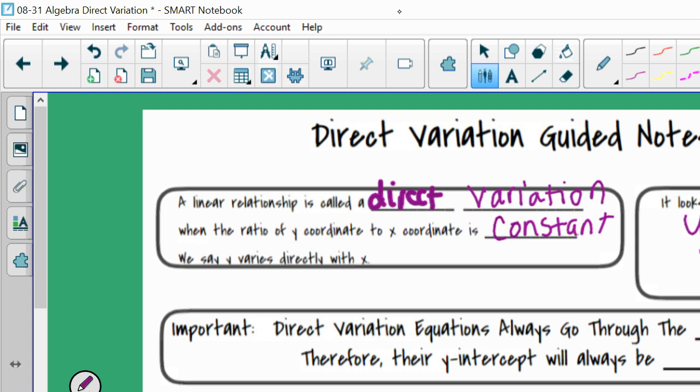Direct variation equations always go through the origin. Therefore, their y-intercept will always be 0. Before you solve a direct variation equation, you want to make sure it is direct variation. Most of the time, it's going to tell you that directly. But a way to check on a graph is to see if it goes through the origin.